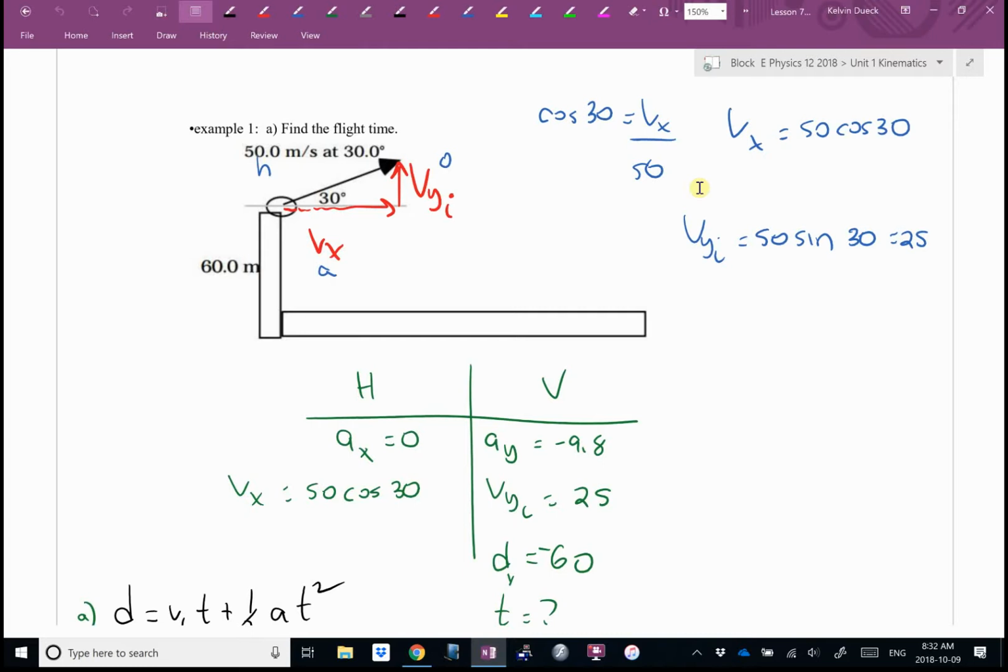When we were launching horizontally from a cliff, that wasn't too bad because if you were launching horizontally from a cliff, Vy initial was 0. You still had a quadratic equation, but the quadratic equation was much nicer.